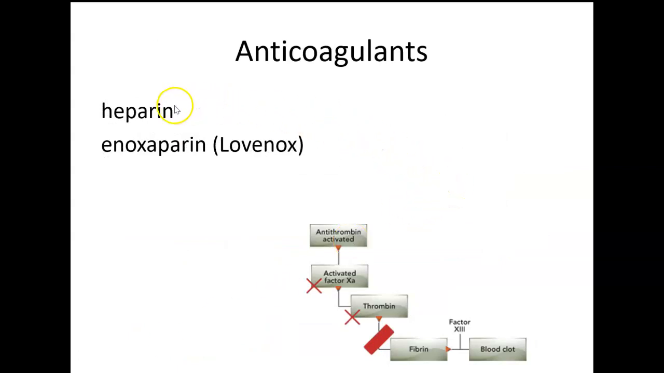Okay, anticoagulants, heparin and Lovenox. This is low molecular weight heparin, and this is just regular heparin. This is like good old-fashioned heparin, been around for a bajillion years. This is a little bit newer, but again, has been around for many, many years. It's not new in terms of you guys. So this is where it tends to work, between thrombin and fibrin right here. And if it blocks the formation of fibrin, now you don't have what you need to make a blood clot. Okay, you don't have the mortar.